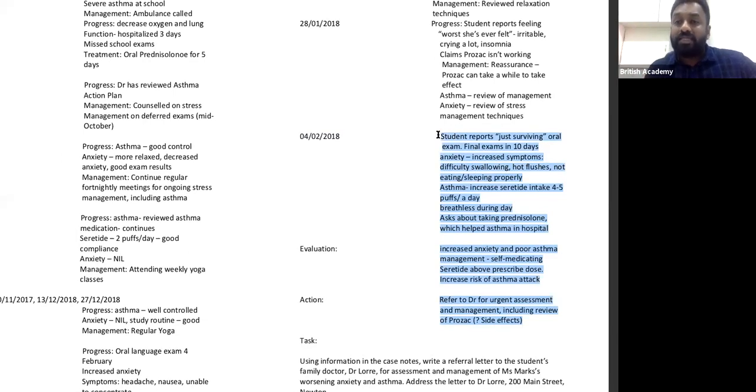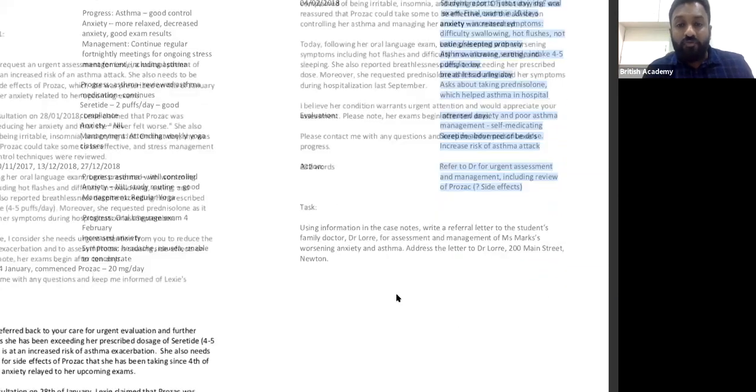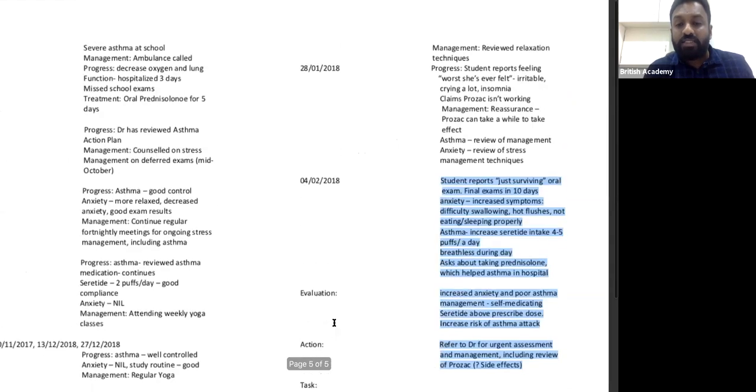So you will understand the current scenario: the patient has increased symptoms of difficulty swallowing, hot flushes. The patient has increased Seretide use, and asthma events have increased. And then you can see in the evaluation, the patient has increased anxiety, poor asthma management, self-medicating Seretide above the prescribed dose, increased risk of asthma. Refer to doctor for urgent assessment and management, including review of Prozac. By reading my last event, I got to know, okay, I'm writing this letter because the patient has got issues with Prozac.